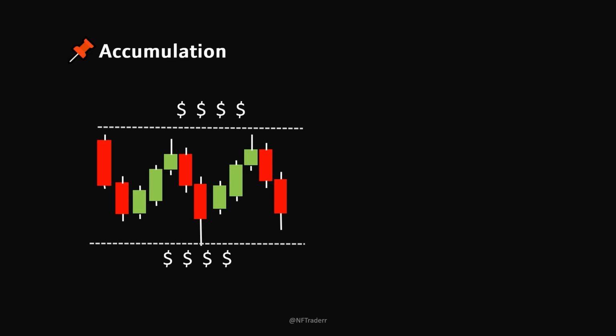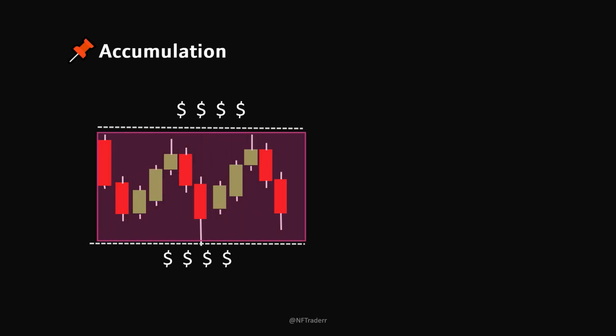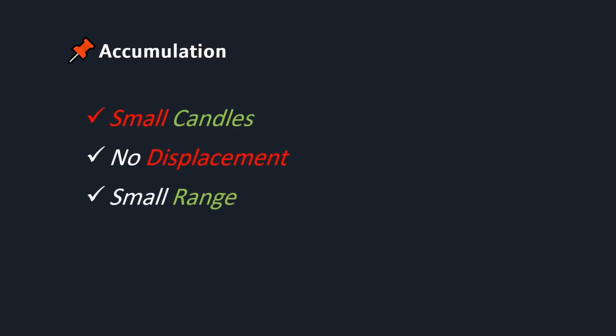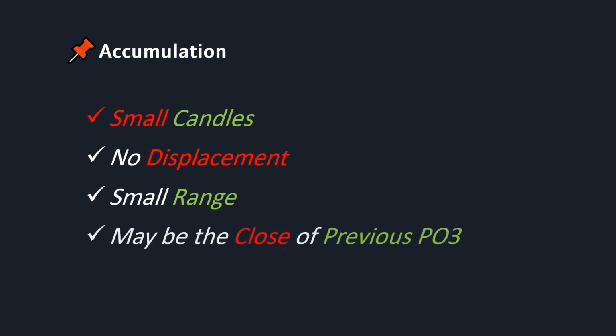Identifying accumulations is a very important part of identifying the PO3. Without knowing where the accumulation is, the PO3 will be wrong. Here are some things I look for when identifying accumulations: small candles, no displacement, small range, and maybe the close of the previous PO3. The reason for the accumulation phase is for the market makers to enter as many orders as they would like.